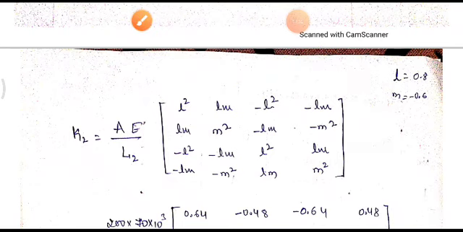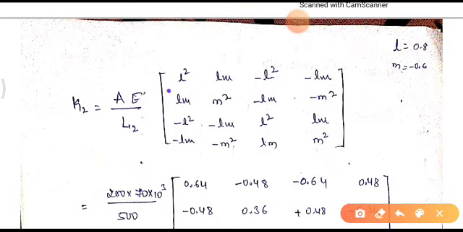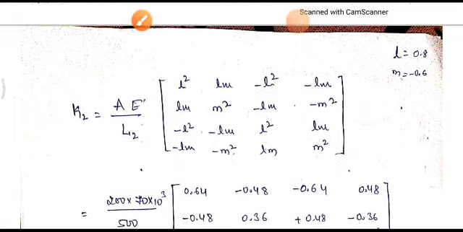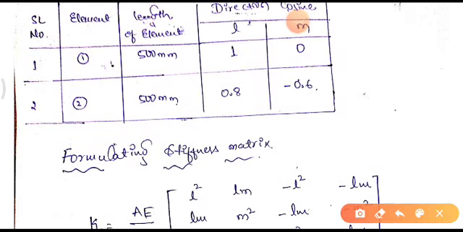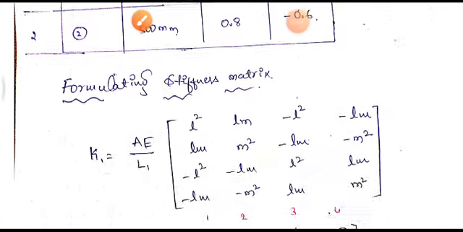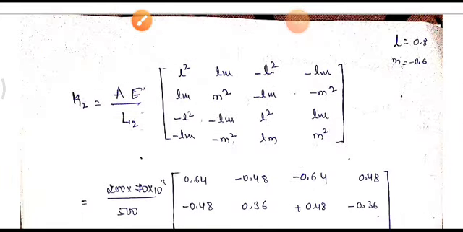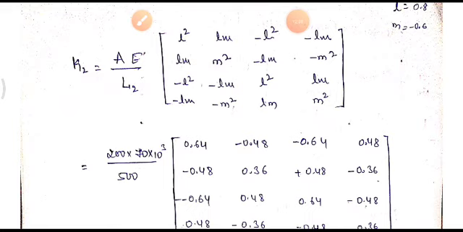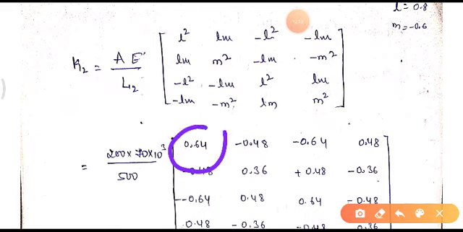These are the elements which we see here. Again, direction cosines l, m, which we have found out over here. For the second element, it is 0.8, 0, and minus 0.6. So those elements we need to substitute over here. L is 0.8, so l square is 0.8 into 0.8, which is 0.64. Similarly, l into m, 0.8 into 0.6, which is 0.48.